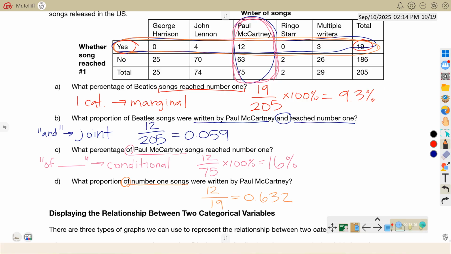So, reminders. When you are doing proportion questions from a two-way table, look carefully at the number of categories that were mentioned, because if it's only one category, it's automatically a marginal. If there are two categories mentioned, is it joint or conditional, and or of? Yeah? Good. Questions on two-way tables? No. We're going to see these again and again. You're going to get lots of practice with them.